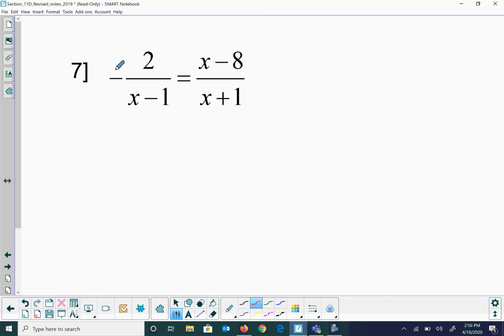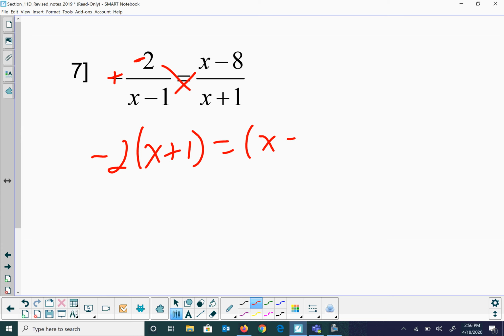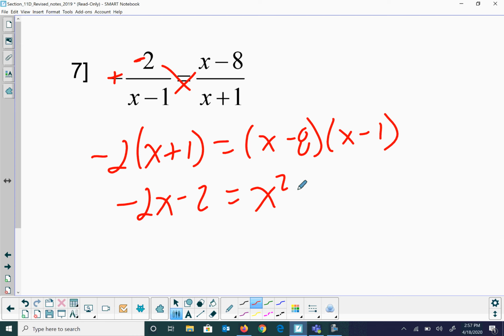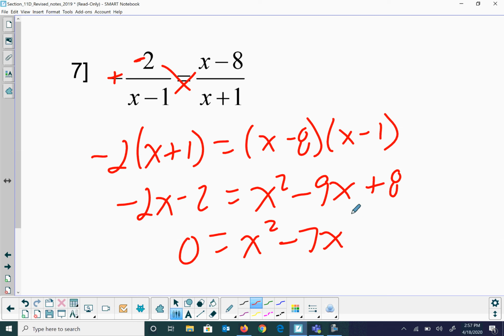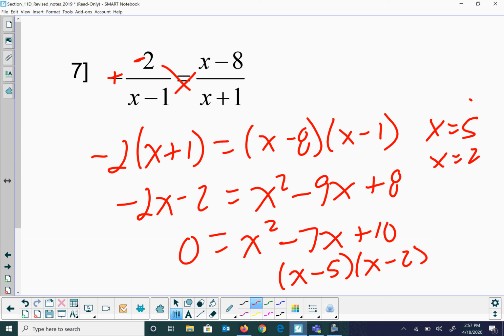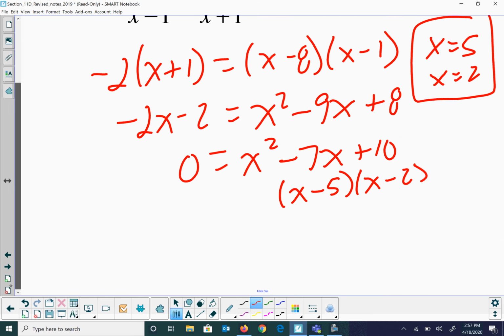Okay, two fractions. Make this a positive and make that a negative now, and then distribute or cross multiply. So distribute the -2 over the parentheses. And then bring everything over. So that's going to factor to (x minus 5)(x minus 2). So I'd get answers of x equals 5 and x equals 2. Neither of those are going to give me a 0 in the denominator, so we have two solutions there.